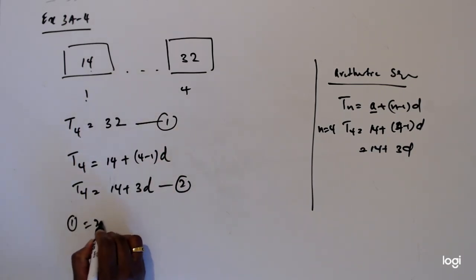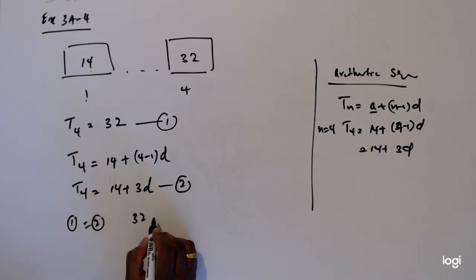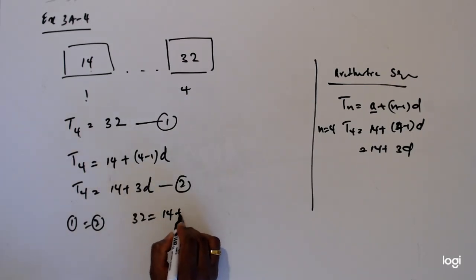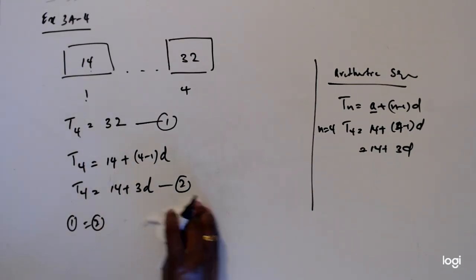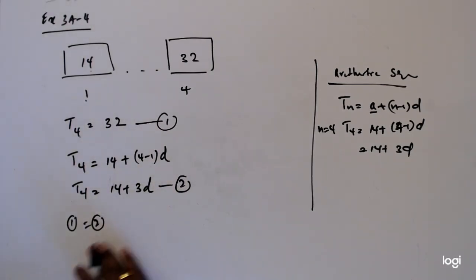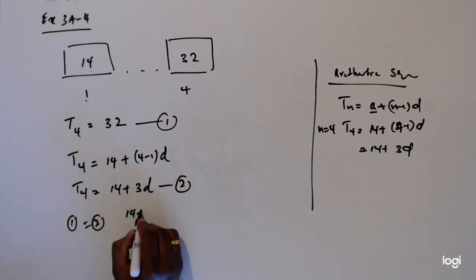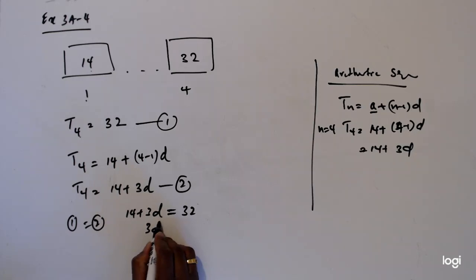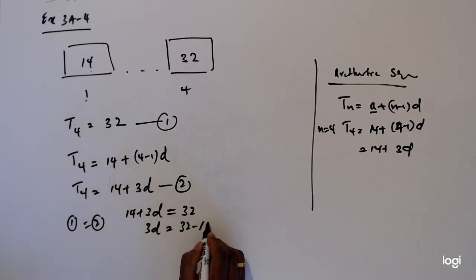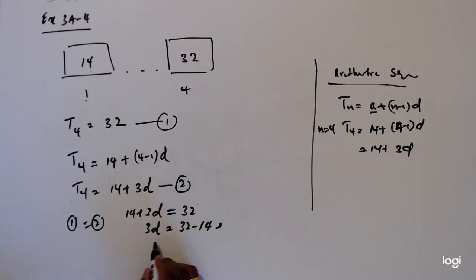So I will take 32 equal 14 plus 3D. This is not a good way of writing, so we can do the opposite way. 14 plus 3D equal 32. So 3D equal 32 minus 14. 32 minus 14 is 18. So 3D is 18, and D is 18 divided by 3, that is 6.